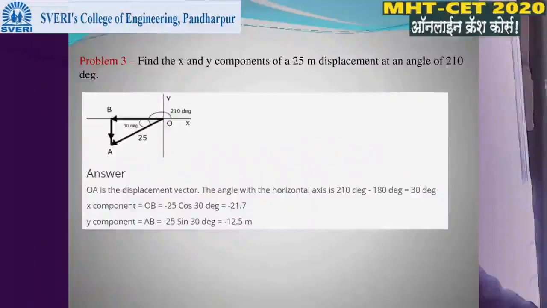Okay, in that example, find the x and y components of a 25 meter displacement at an angle of 210 degree. What is the problem? What is the example? Find the x and y components. X आणि y component आपल्याला फाइंड करायचे. त्याच्यासाठी त्यांनी गिवन व्हॅल्यू काय दिले आहे, 25 मीटर डिस्प्लेसमेंट. आणि त्याच्यामध्ये अँगल किती दिलेला आहे, 210 डिग्रीचा अँगल दिलेला आहे.